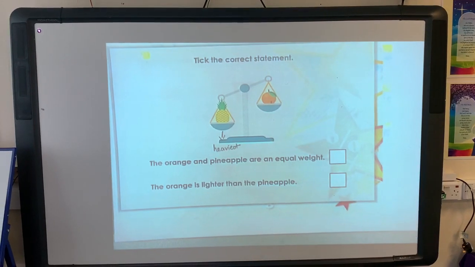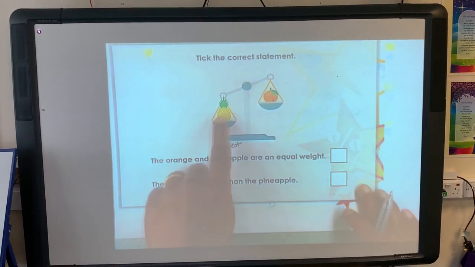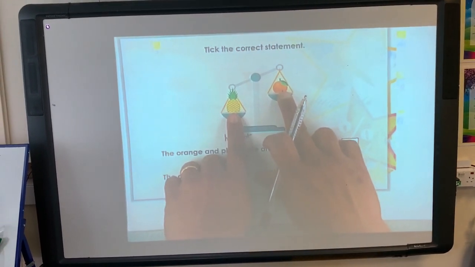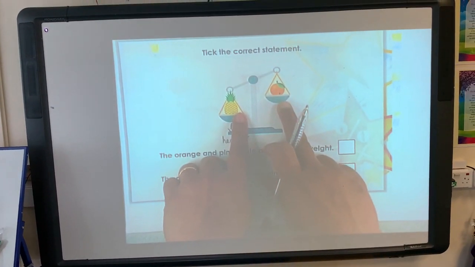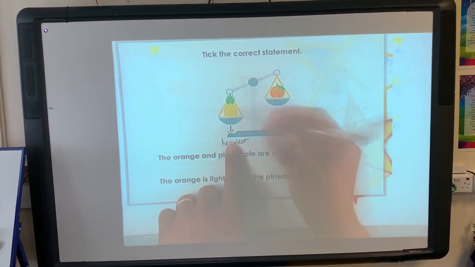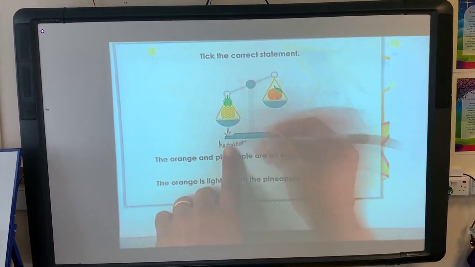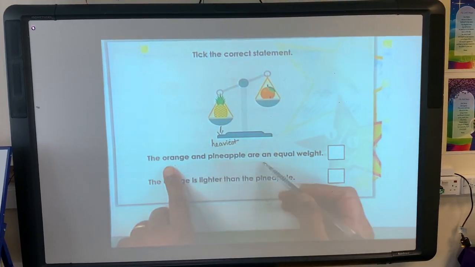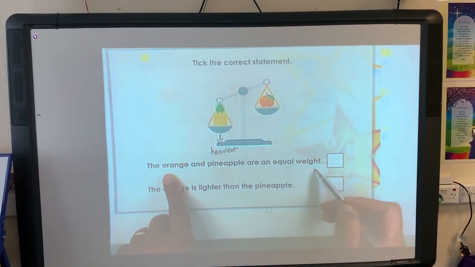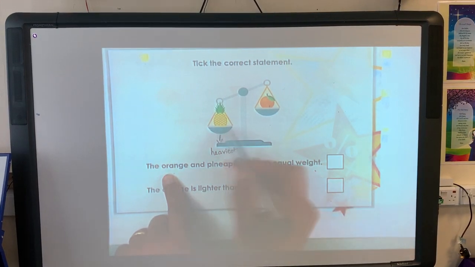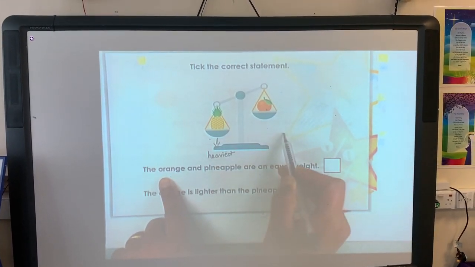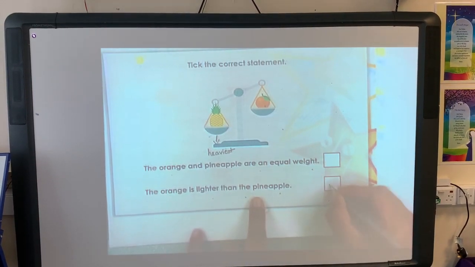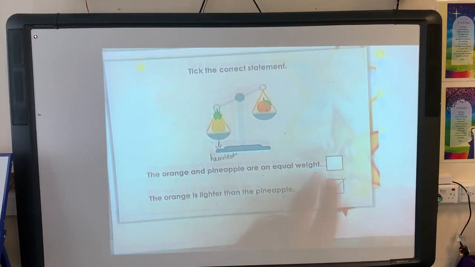Okay, now look at this statement. We've got a pineapple and an orange. Now which side do you think is heavier? This side or this side? It would be this side, isn't it? Because it is down. We saw the apple going down when nothing was placed. So this is the heaviest side. So the orange and the pineapple are an equal weight. Are they equal? No, if they were equal, they'll be equal like this. They are not. The orange is lighter than the pineapple. Yes, that is correct. Orange is lighter than the pineapple.